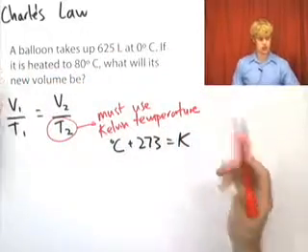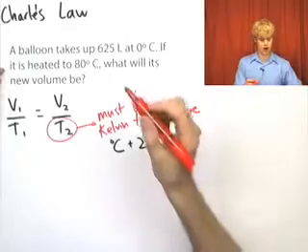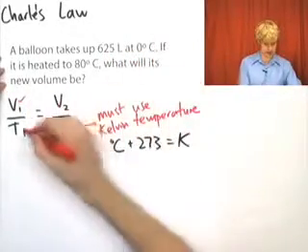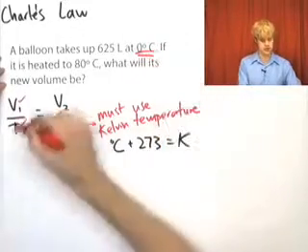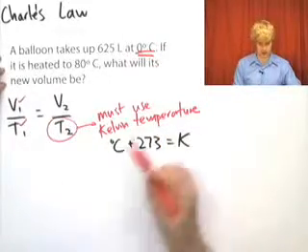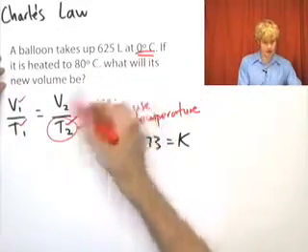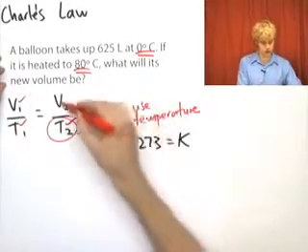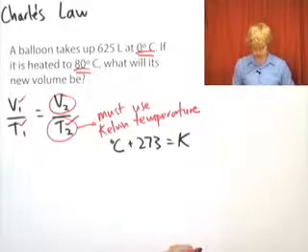There's a change. We change this gas by heating it up. So before our volume, 625 liters, we have that, and our temperature, 0 degrees Celsius. But remember, we're going to have to change this to Kelvin temperature before we can use it in the equation. If it's heated to 80 degrees Celsius, so we know what the new temperature is, but remember, we have to change this to Kelvin. What will its new volume be? So V2 is going to be what we're trying to solve for.